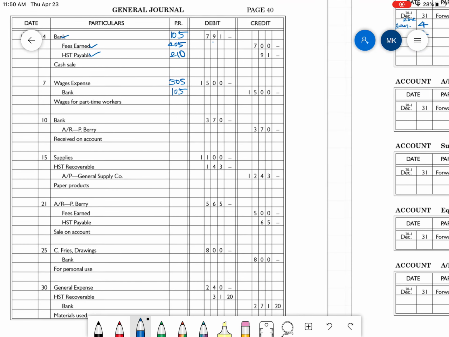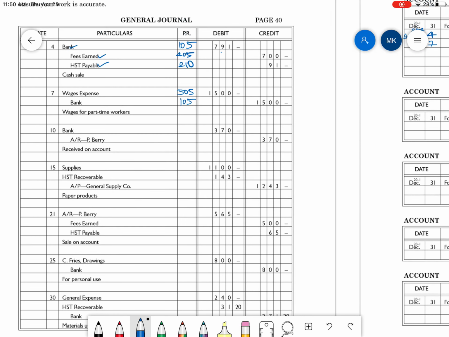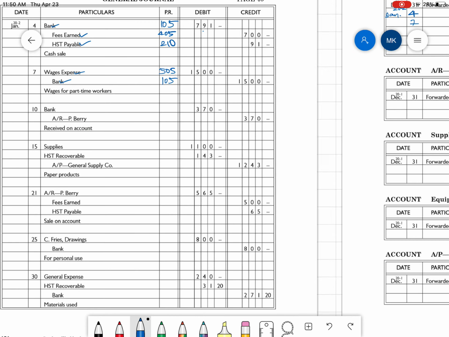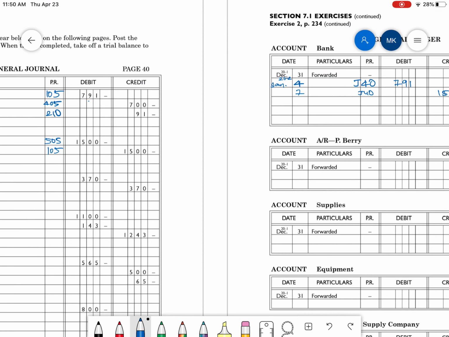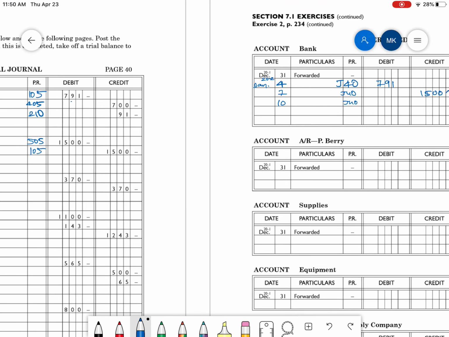Okay, now transaction on. So we finished wages expense and bank. Now on transaction on January the 10th, bank debit and accounts receivable P Berry. So we received money on account. So bank comes in, so bank is debited. So let's go to the bank account first. It's January the 10th, right? Journal is J40. It is debited by how much? 370.